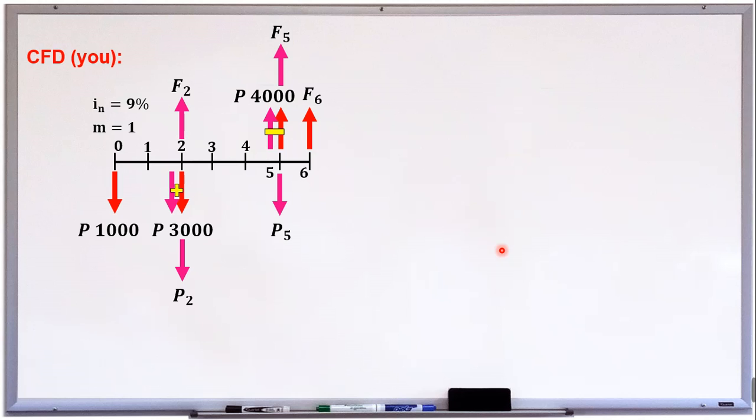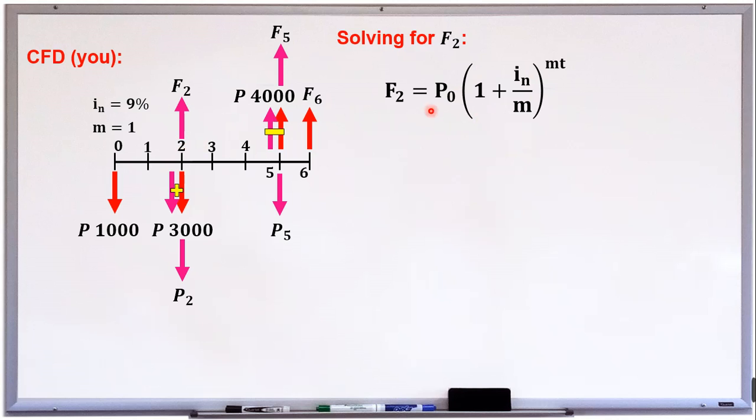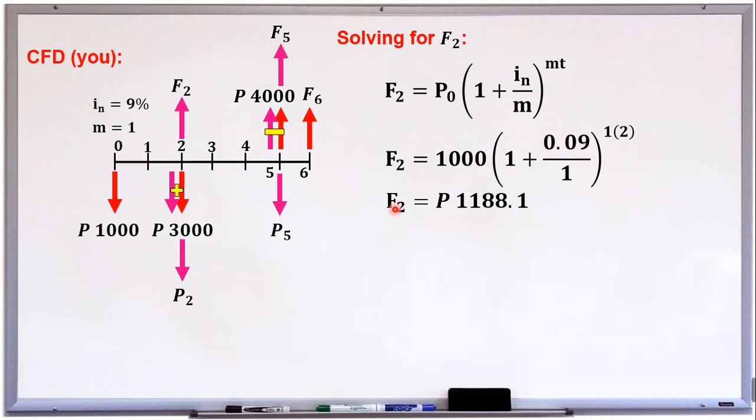Okay, so let's start by solving the future worth of 1,000 pesos after 2 years. So we're going to use this formula for compound interest. Now the number of years involved here is the number of years from 0 to 2. That's 2 years. Okay, then plug in the values. So we have the future worth in the second year of 1,188.1.